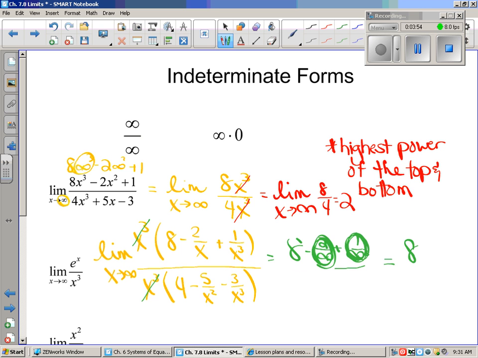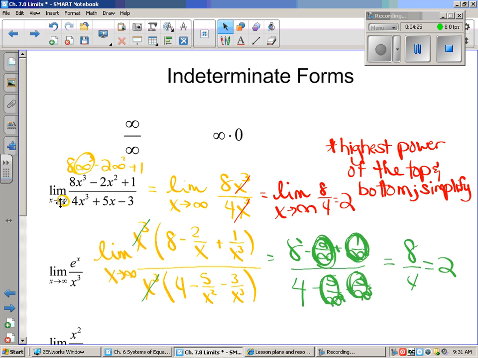In the same way, I could look at the denominator here. The 4 would stay, of course, the same, but I'd have minus 5 over infinity squared. Again, that would be 0. And minus 3 over infinity cubed, again, that would be 0. So I'd be left with 8 over 4, and another way of demonstrating the fact that the limit as x approaches infinity really just requires me, when I have infinity over infinity, to take the highest power of the top and the highest power of the bottom, simplify, and look at it again. And of course, this simplified to be 2. I hope that makes sense to you.